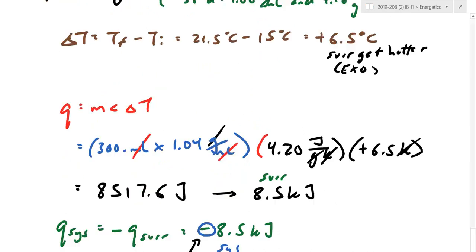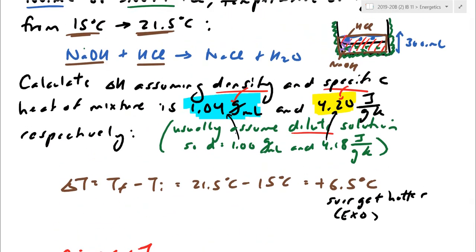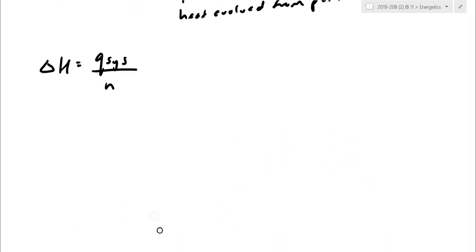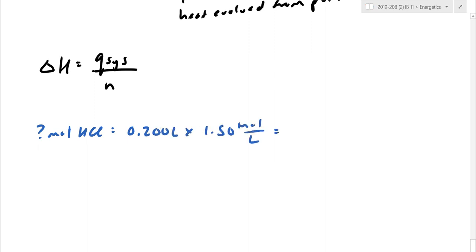We now need to find moles again. Hopefully this doesn't bring back bad memories. I have 200 and I have 1.5. Let's first find how many moles of HCl I'm reacting. 200 would have been 0.200 liters. 1.5 molar would have been mole per liter. I go 0.2 times 1.5. This gives me 0.300 moles. That's the number of particles of acid.